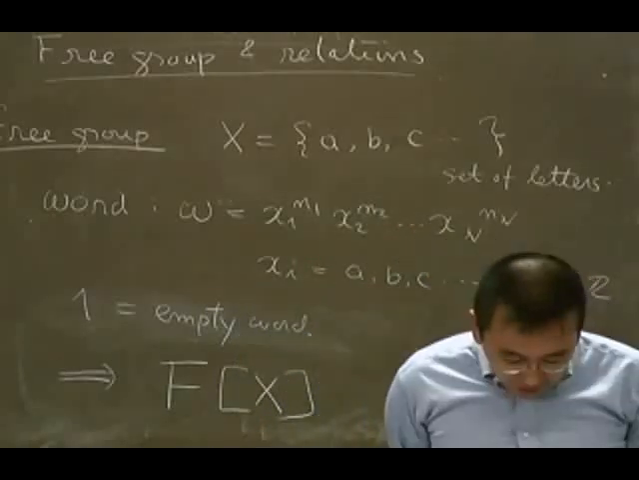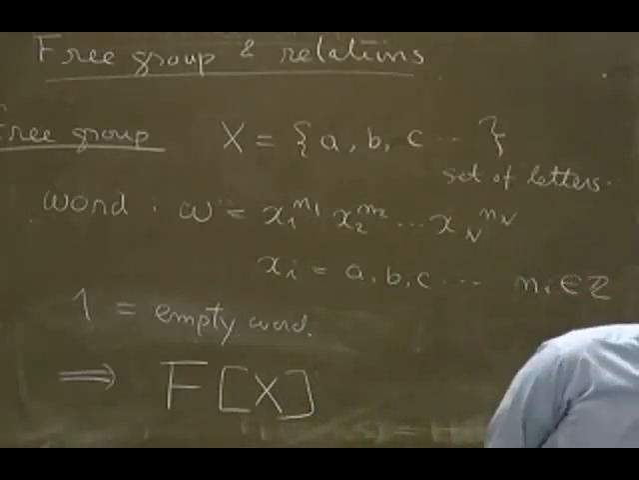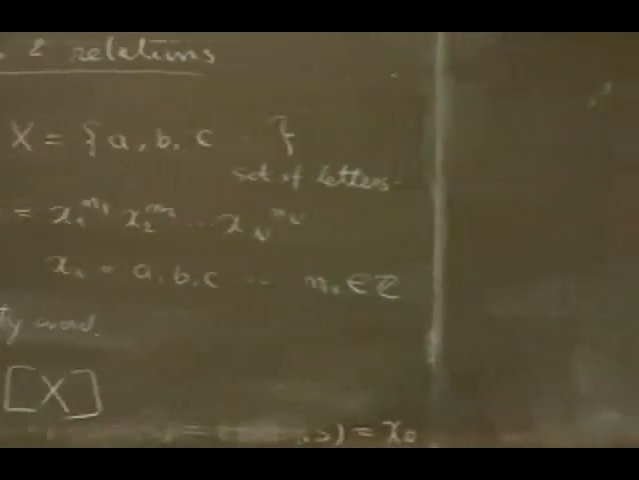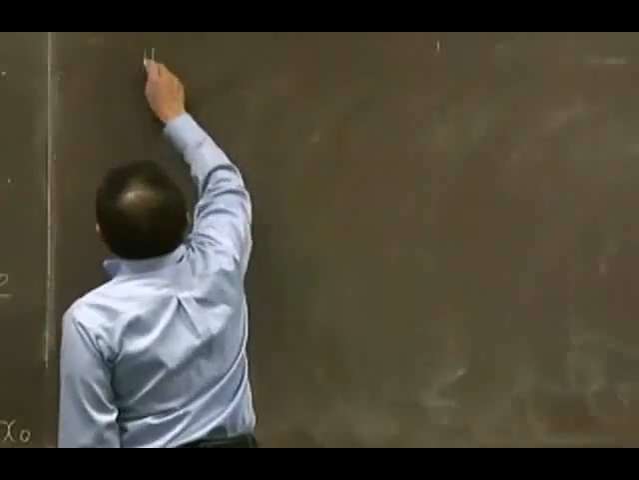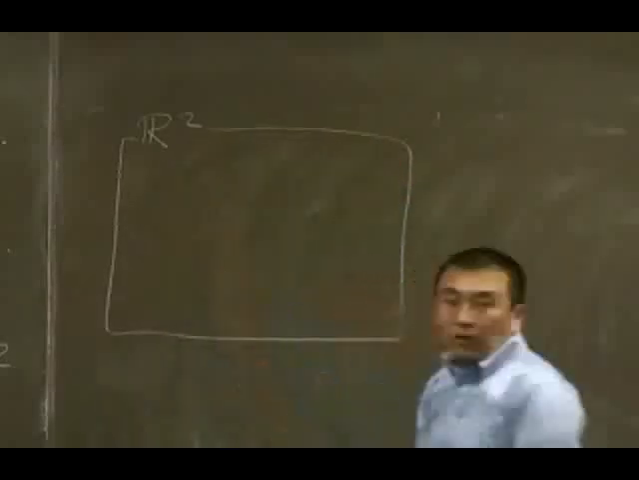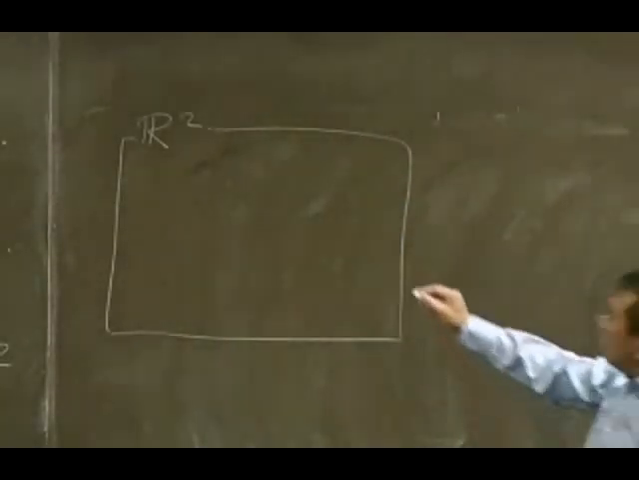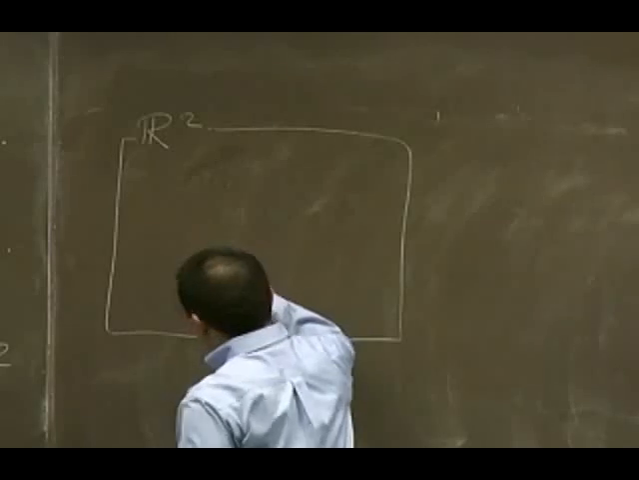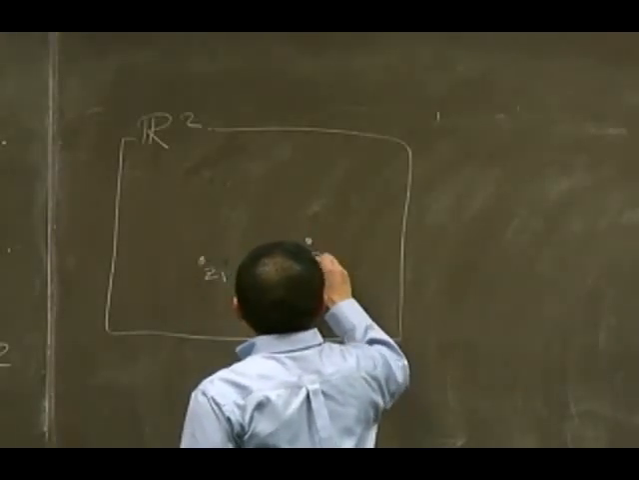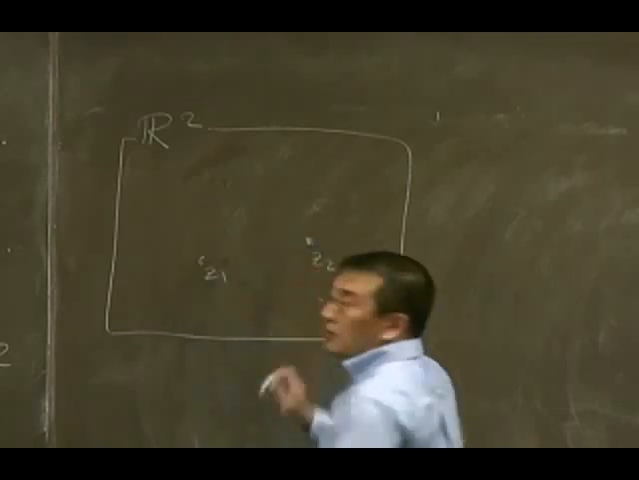Interesting fact. Before going into that, let me give you an example of a free group. This is an example taken from the fundamental group. Suppose you take two-dimensional Euclidean space, a flat space like this blackboard, and remove 2 points, Z1 and Z2. So these 2 points are removed.